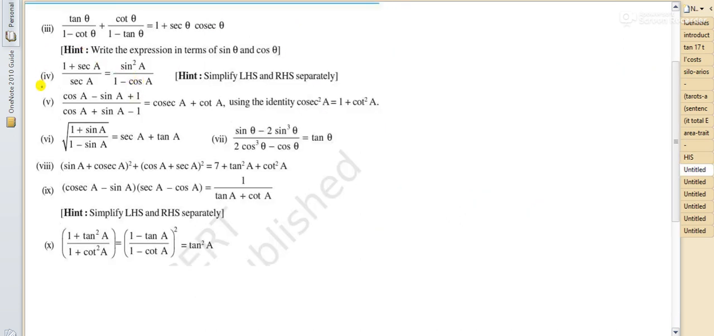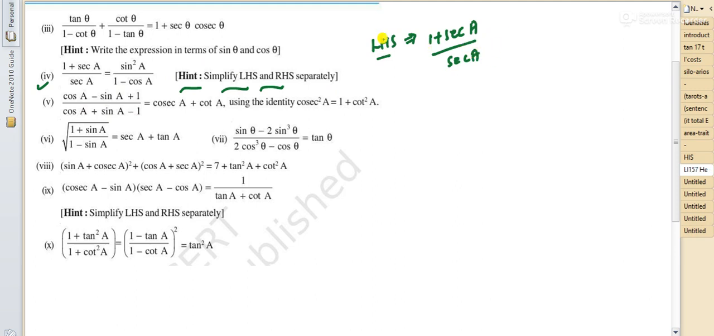So question number 4. Prove that (1 plus sec theta) by sec theta equals sine square theta by (1 minus cos square theta). And they have given a hint, simplify LHS and RHS separately. So we'll do the same thing. I will take LHS first. LHS implies (1 plus sec A) divided by sec A, right?